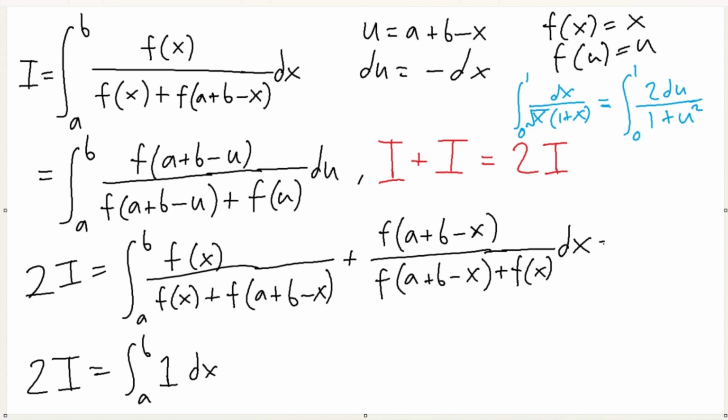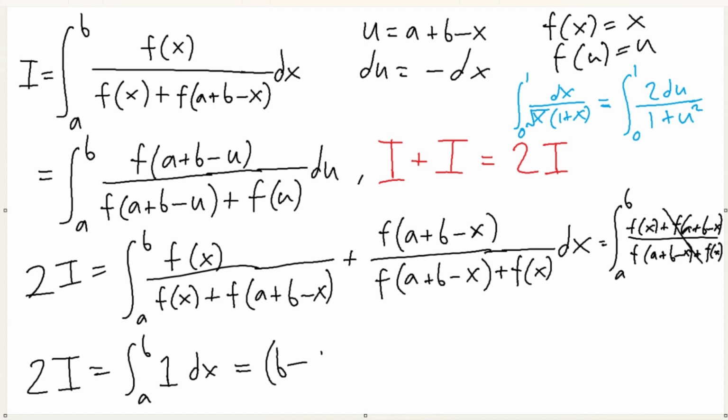I guess I could just write it quickly here. They have the same thing: f of a plus b minus x, and then the same thing at the bottom, a plus b minus x plus f of x. They're the same thing, they cancel out. So we get 1. And then of course, you just integrate this and you get b minus a.